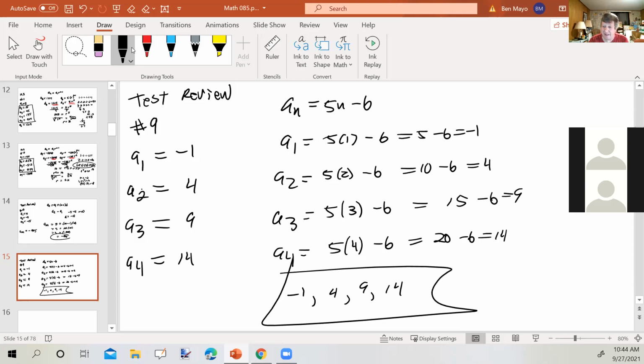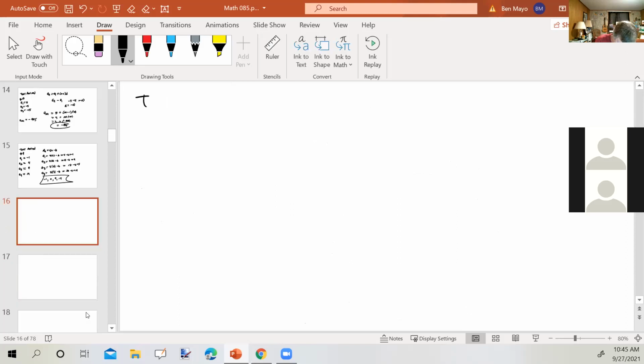Any questions about that problem before we go on? Okay, this is also from the test review. This is number 12.